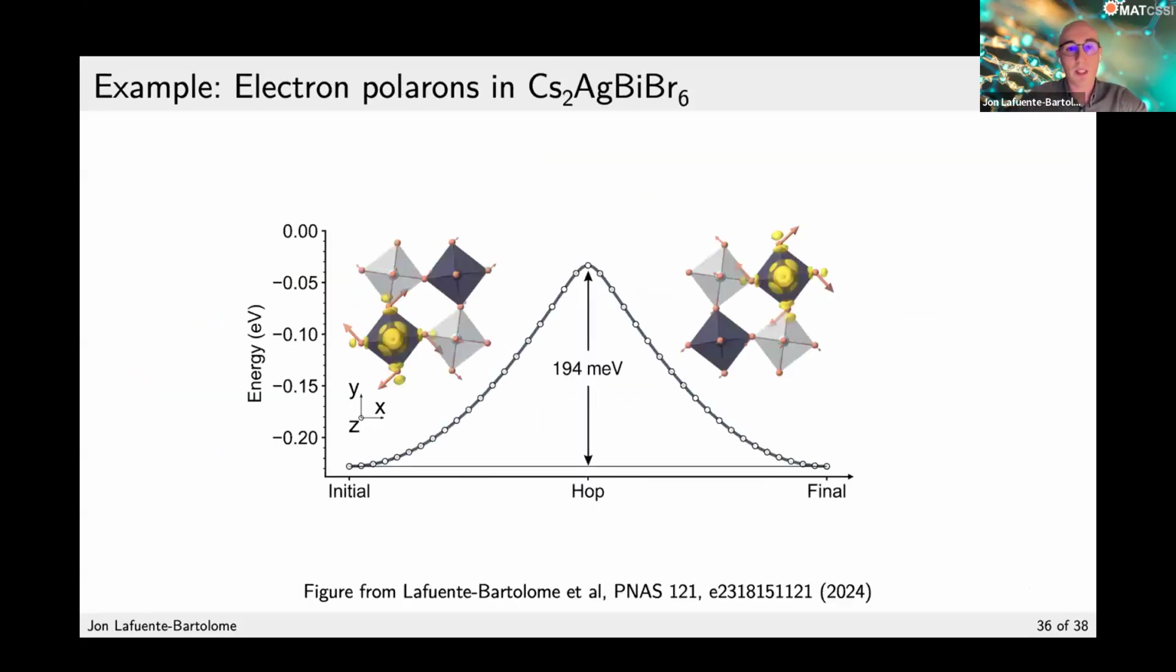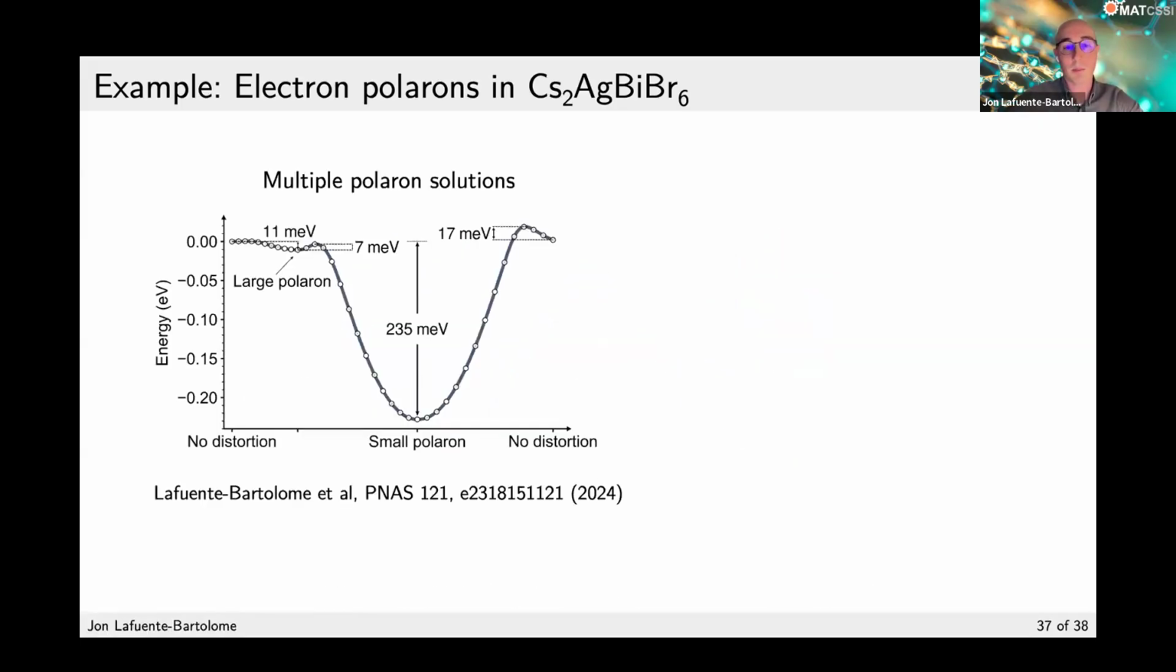Just to show one example, these are calculations that we did for this double halide perovskite. In this material, the electron polaron localizes very strongly in one octahedra, and we calculated the energy barrier to jump from one octahedra to the one next to it. We saw that the energy barrier was pretty large, and that explains the low mobilities observed in this specific material. But maybe more interestingly, we also explored the energy landscape of the polarons more broadly.